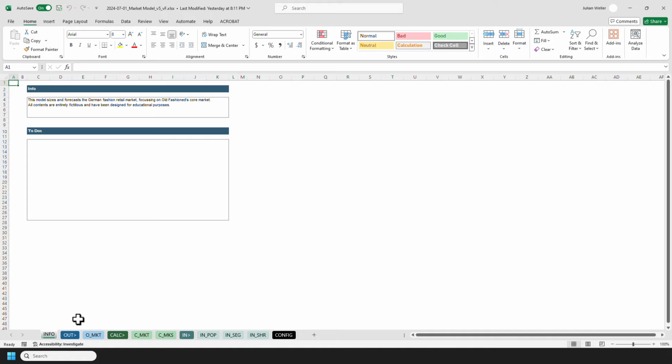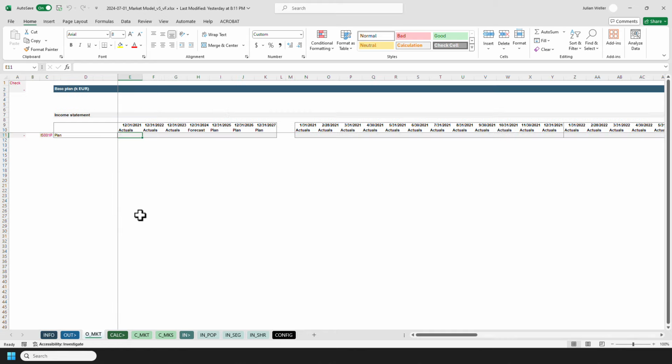So here comes the market model. The structure, you will be familiar with this from the financial models. Let's jump right to the output tab. So as explained, what we are really wanting to do here is to get the sales right.